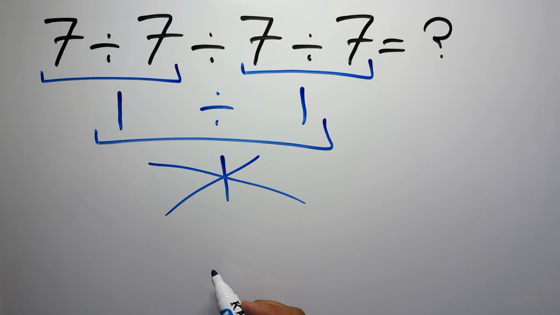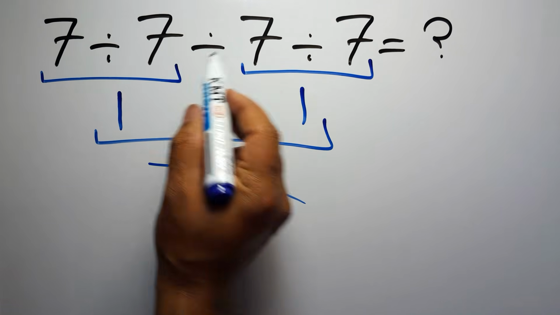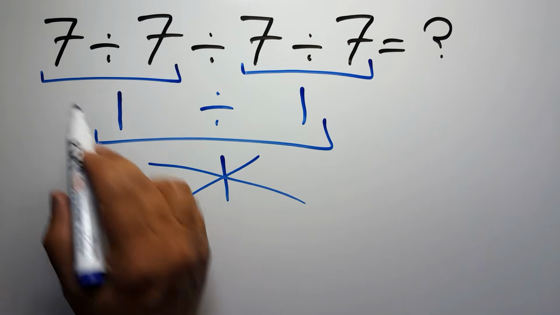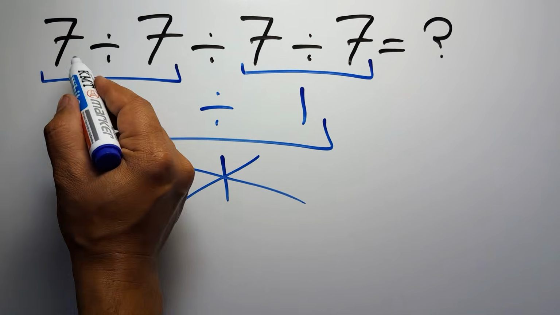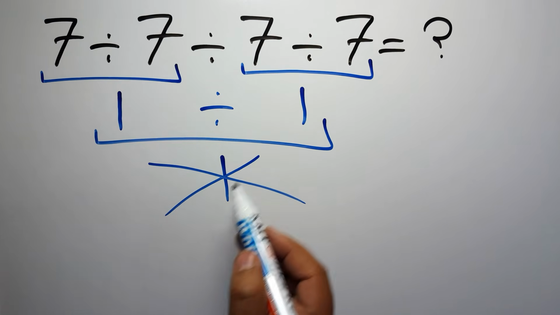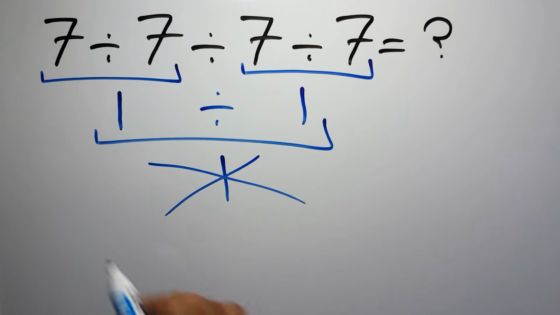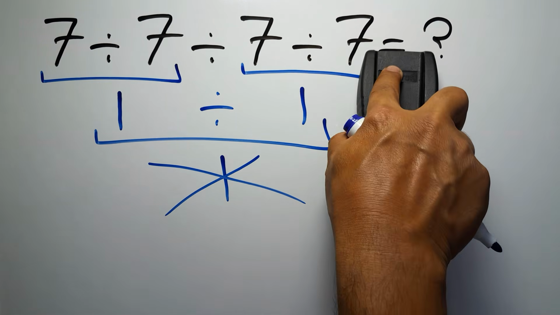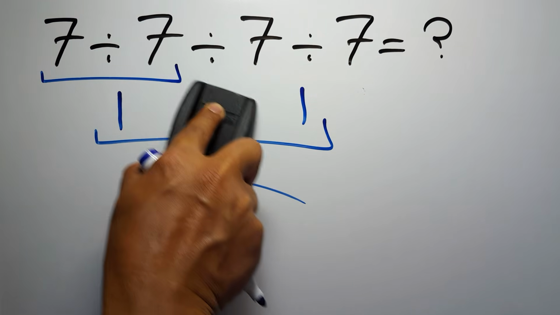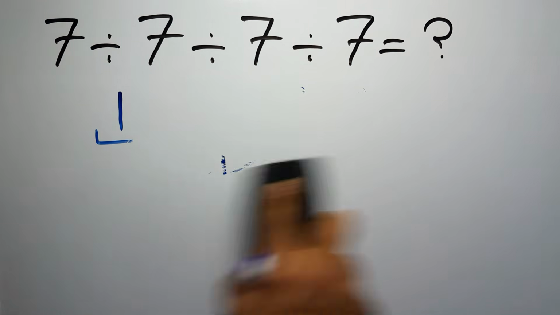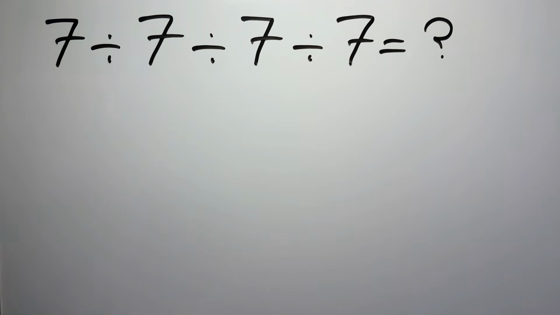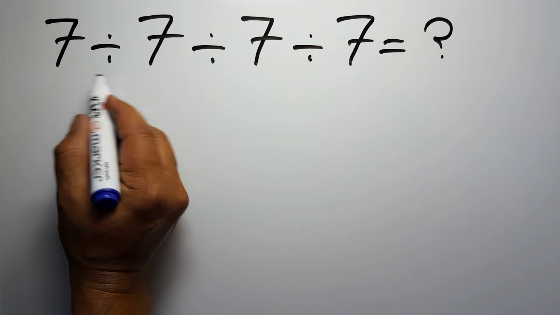Because according to the rule of operations, when we have more than one division in an expression, we have to work from left to right. So here first we have to do this division, then this division, and finally this division. If we do this division before this division, it is wrong. So first we have to do this division.